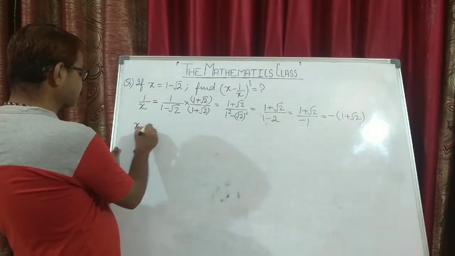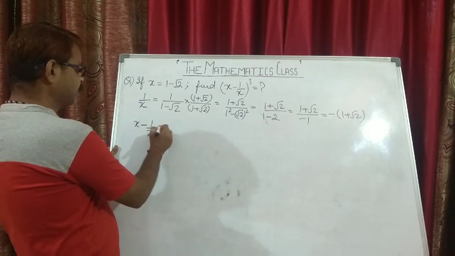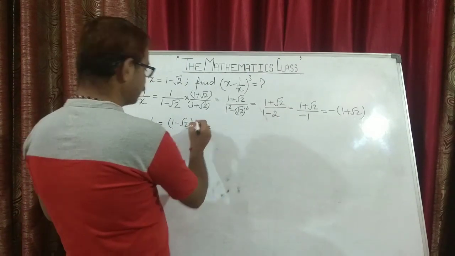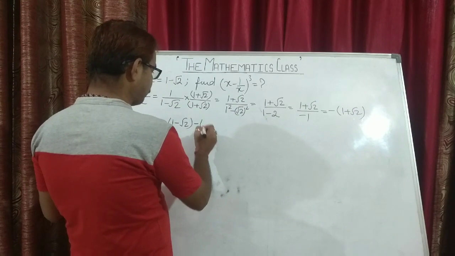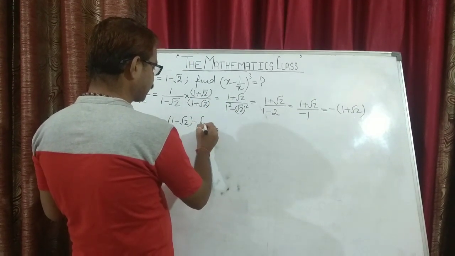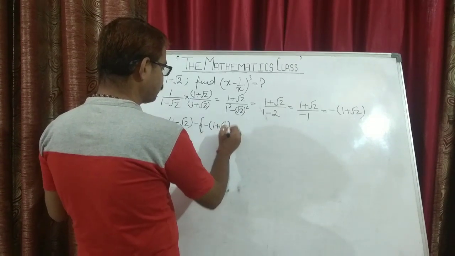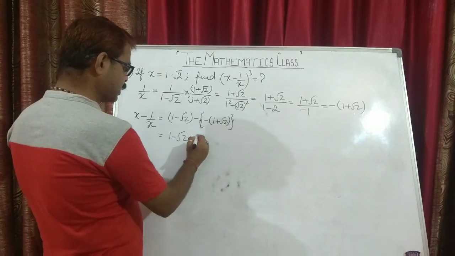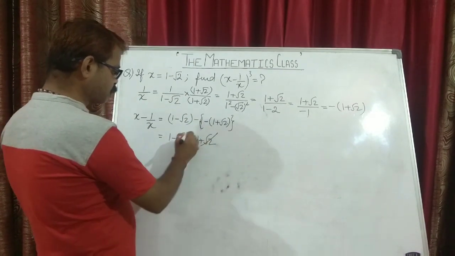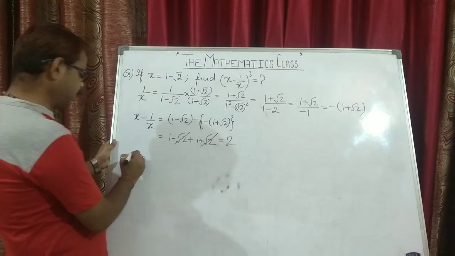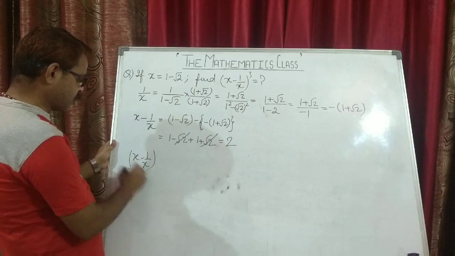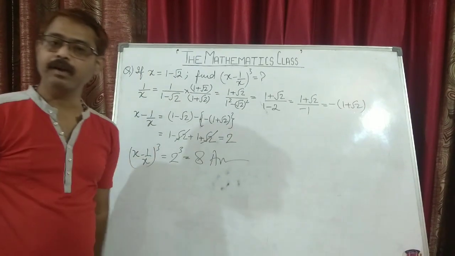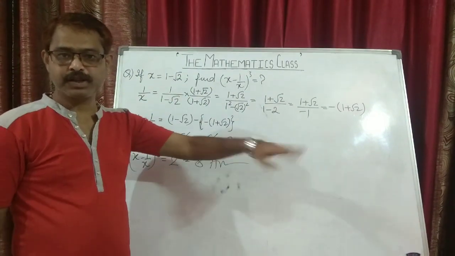Now x minus 1 upon x will be what? x was 1 minus root 2 and minus 1 upon x means minus of 1 plus root 2 with a minus sign. That will be 1 minus root 2, and this and this will become plus 1 plus root 2. Plus root 2 minus root 2 cancel, you got 2. It means x minus 1 upon x whole cube will be 2 cube and that is 8. That is the final value. I hope this is clear to you. Let's move on to one more question.